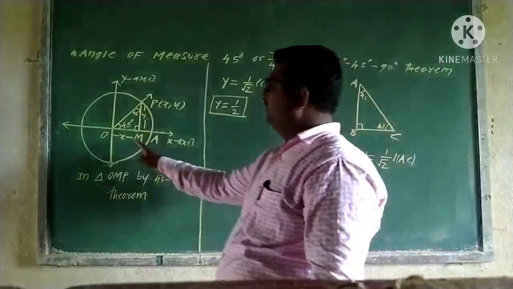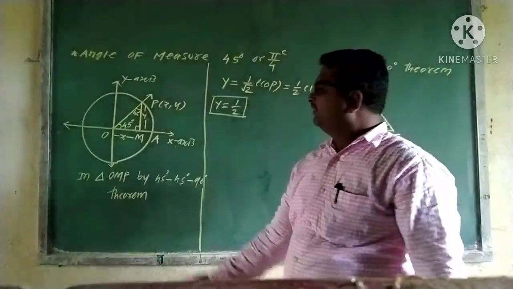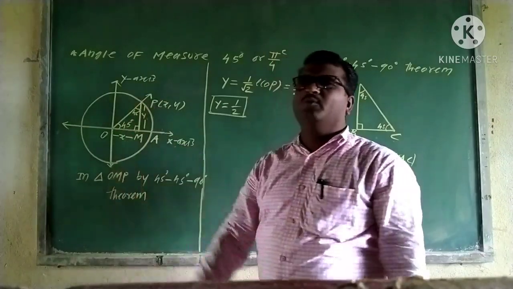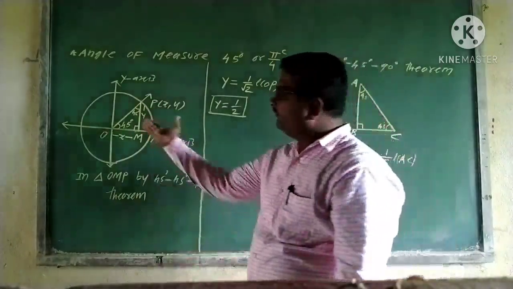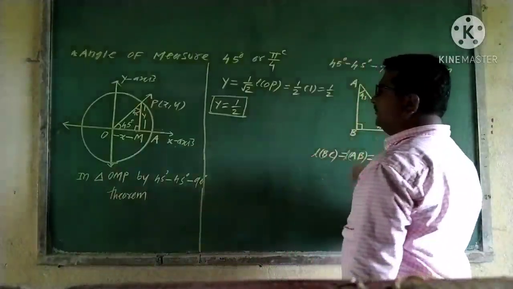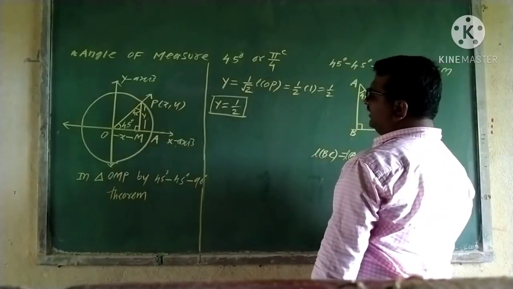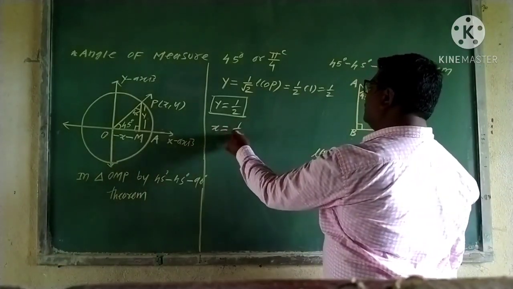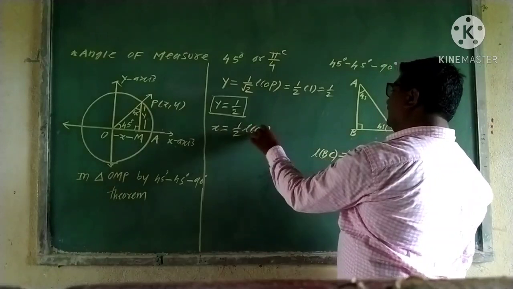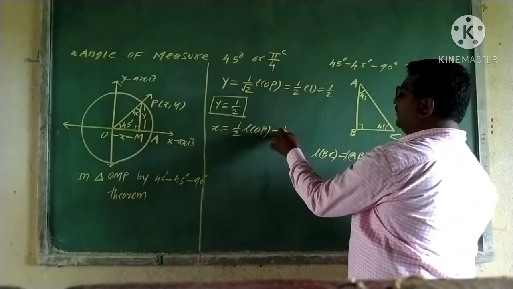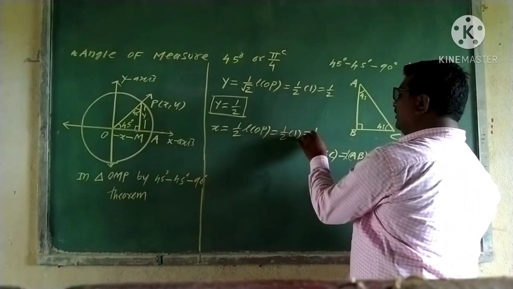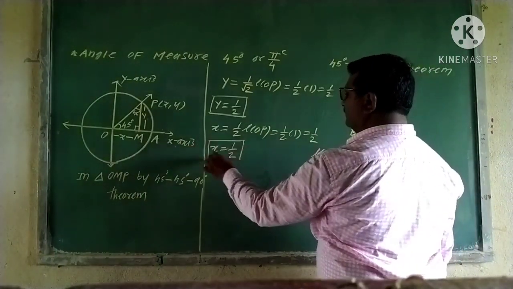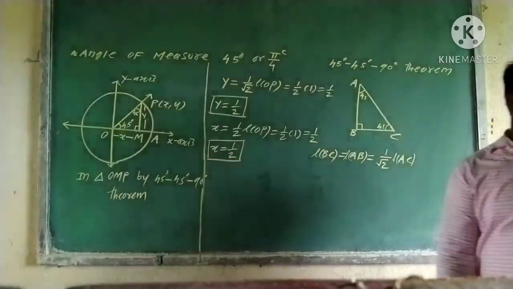Now in this figure, x is also the side opposite to the 45 degree angle, so we use the 45-45-90 theorem here. Then x equals 1 upon square root 2 times length OP, which is 1 upon square root 2 multiplied with 1, equal to 1 upon square root 2. So x is also equal to 1 upon square root 2.